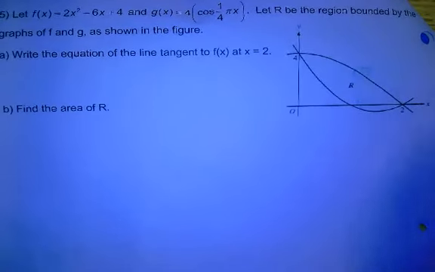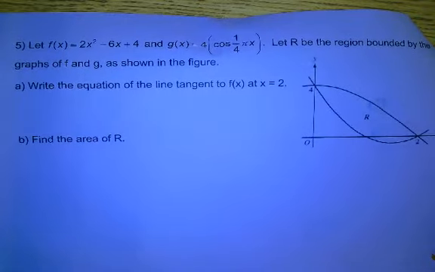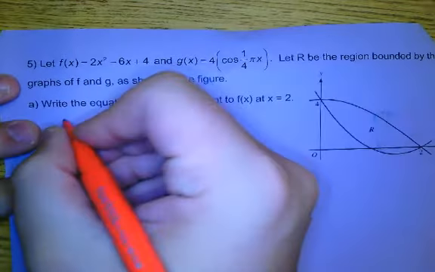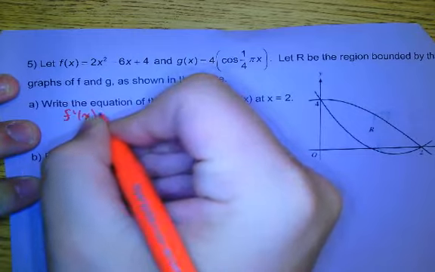So first off, let's go ahead and write an equation of the tangent line at 2. This is going back to August. So how do we write the equation of a tangent line? We need to find the slope. So how do we find the slope of f? So we need f prime. What is f prime?